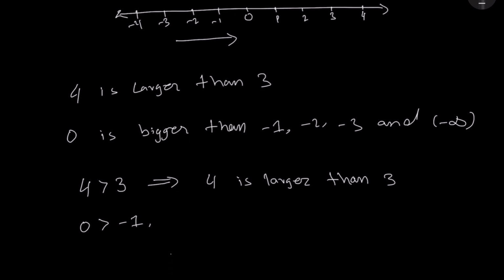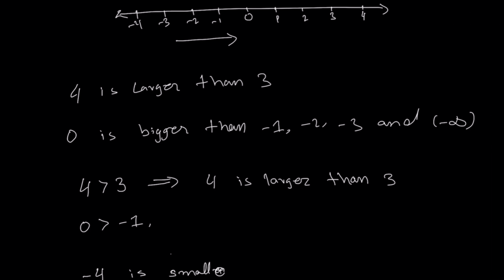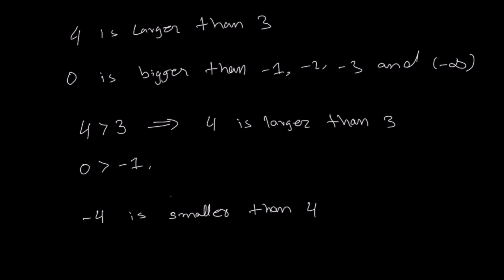Okay, so how we use it the other way: let's say we have negative 4 is smaller than 4. So we write this one as negative 4 is smaller than 4. That can also be written like that: 4 is larger than negative 4, or negative 4 is smaller than 4.